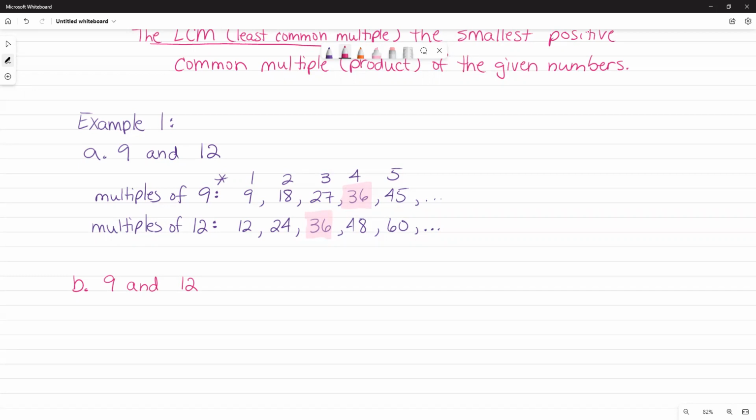All right, so if I break down 9 into its prime factorization, that's 3 times 3. And if I break down 12, I get 3 times 4, which breaks down into 2 times 2. So let's write them out. 9 equals 3 times 3. That's its prime factorization. 12 equals 2 squared times 3.